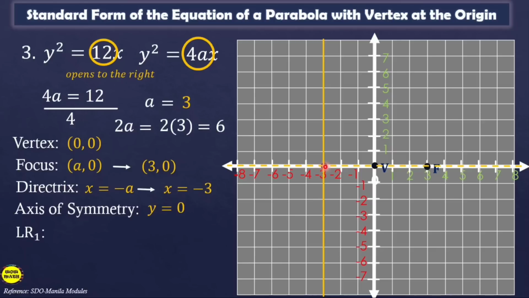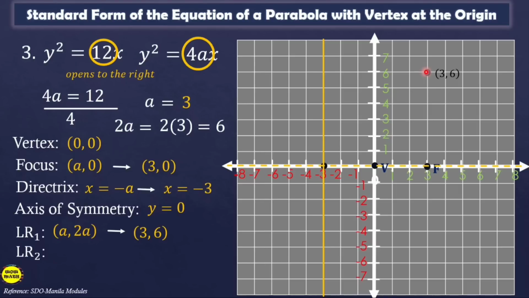Then, let's get our latus rectum using the endpoints of our latus rectum. Using this 2a, from the focus, we move 6 units. In examples number 1 and 2, we moved left and right to get the endpoints. This time, we move up and down by 6 units. So, looking at it, from the focus, we move 6 units. 1, 2, 3, 4, 5, and 6. So, here is one endpoint. And the other one, that is 3, 6. So, there is our first endpoint.